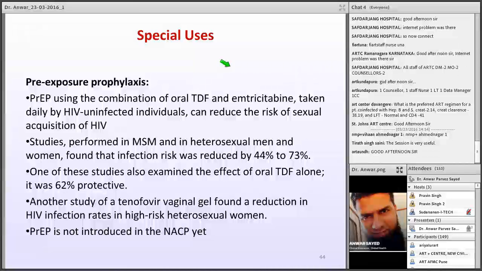And perhaps tissue penetration of medication and intracellular metabolism might also be a cause of this variation. But by and large, in our national program we do not have pre-exposure prophylaxis. It may come in future, you never know, but that is still under discussion, so I will not be making any comment on that.